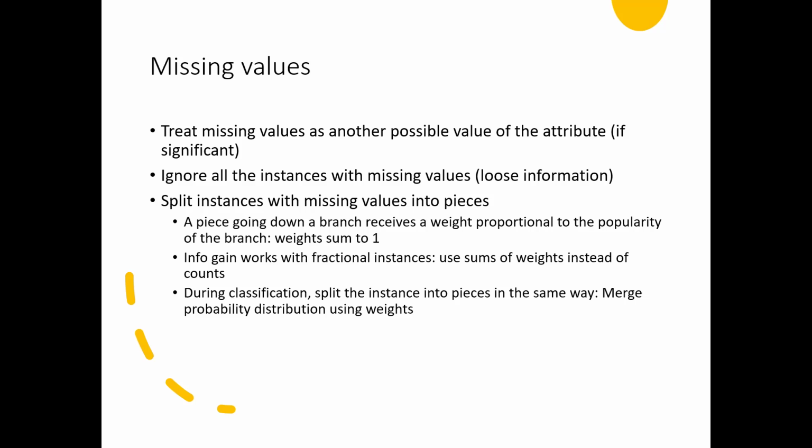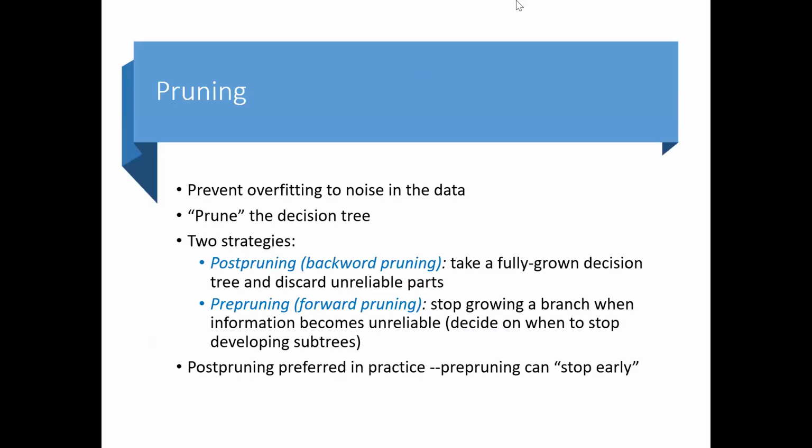Then another thing that I would like to discuss is the pruning of decision trees. Pruning means you are simplifying the tree. So that means you are not going to create the whole tree. Two strategies are there. The first one is you build the whole tree and then you remove some of the parts. The second one is called pre-pruning, which means you write code and then you stop at one point. This is called forward pruning.